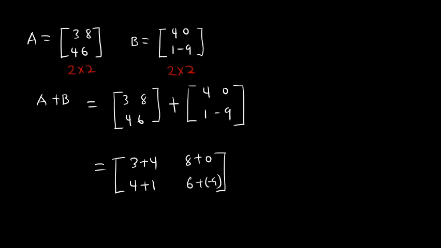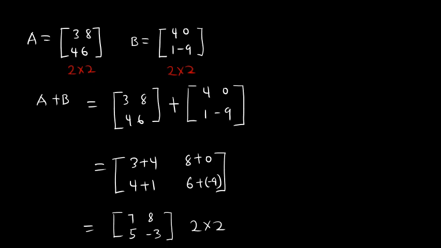Let's simplify this. 3 plus 4 gives us 7, 8 plus 0 gives us 8, 4 plus 1 gives us 5, and 6 minus 9 gives us minus 3. So this will be the answer after performing this addition. One thing you notice is that our answer is also a 2 by 2 matrix, so you should take note of that. When you add 2 by 2 matrices, your answer should be a 2 by 2 matrix. In the same way, if you add 3 by 3 matrices, your answer should be a 3 by 3 matrix.